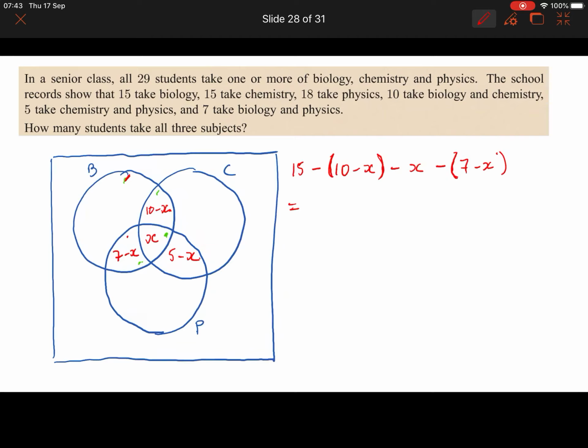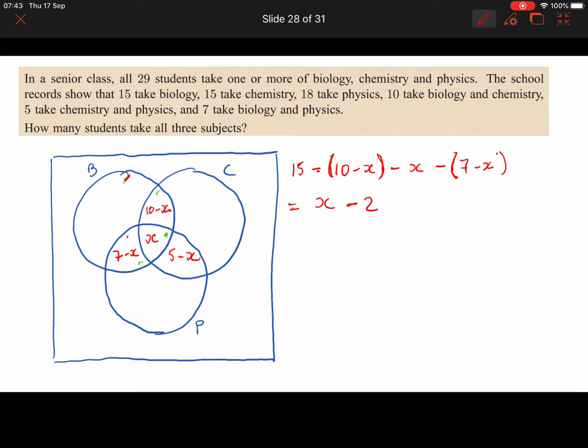That'll be 15 minus 10 is 5. Minus 7 is minus 2. Okay, minus x is a positive x. Minus an x cancels out to nothing. Minus x is a positive x. So we get x minus 2.